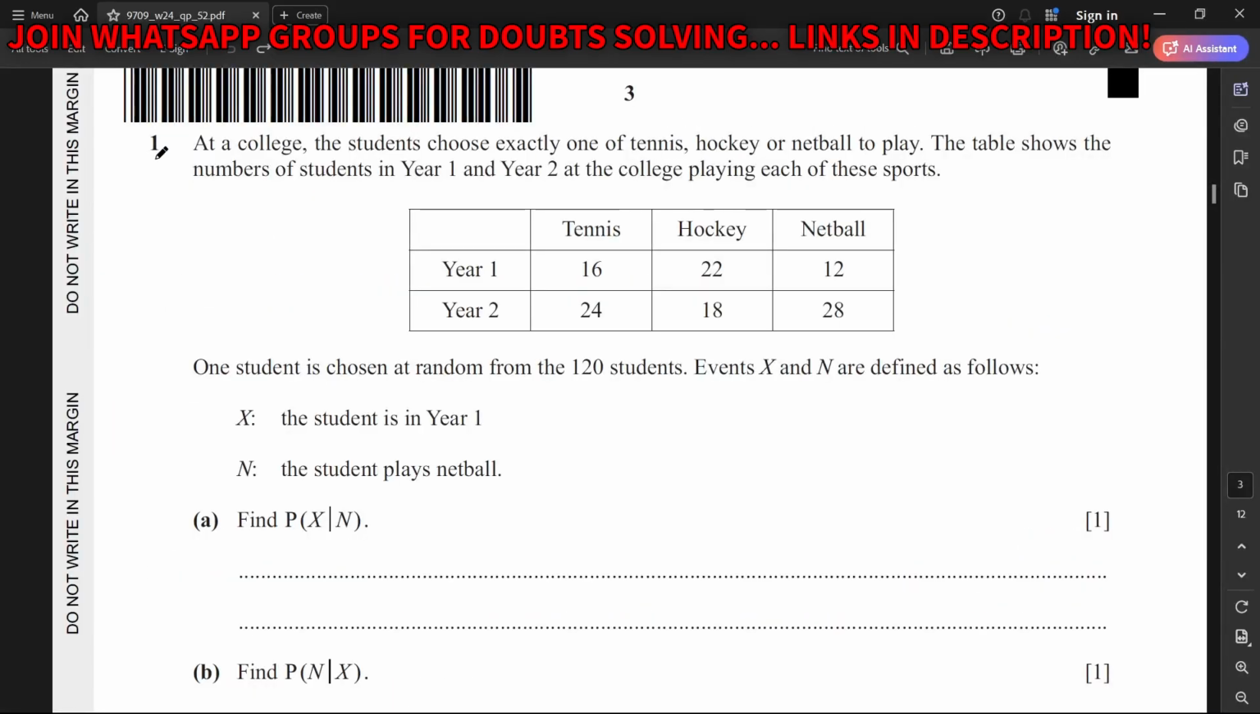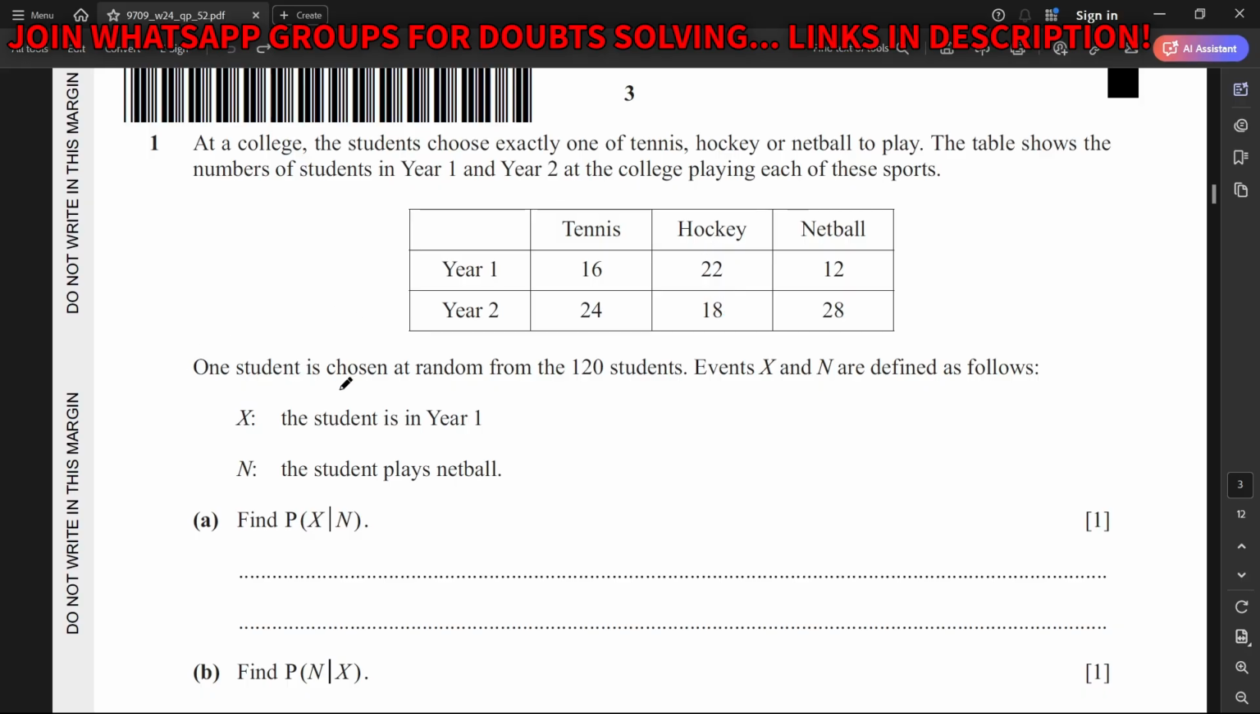So let's get started with our first question. At a college, the students choose exactly one of tennis, hockey, or netball to play. Now the table shows the number of students in year 1 and year 2 at the college playing each of these sports. And the way that you should read the table is, let's say for example, there are 16 students from year 1 playing tennis. There are 18 students from year 2 playing hockey, so on and so forth. You can read the entire table.